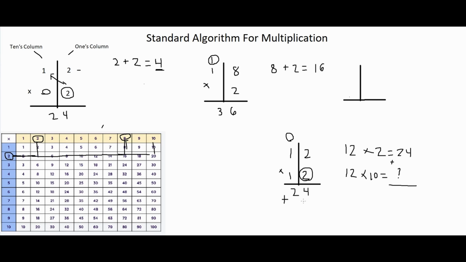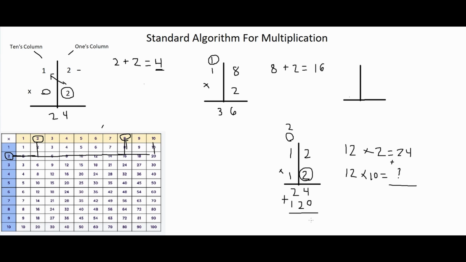And we don't put 20 here because we bring it up. So we put the 0 here, and then the 2 here, and then we multiply 10 by 1, so then you get 10, and then you add 2 to 10. 2 plus 10 is 12, so you do 24 plus 120.